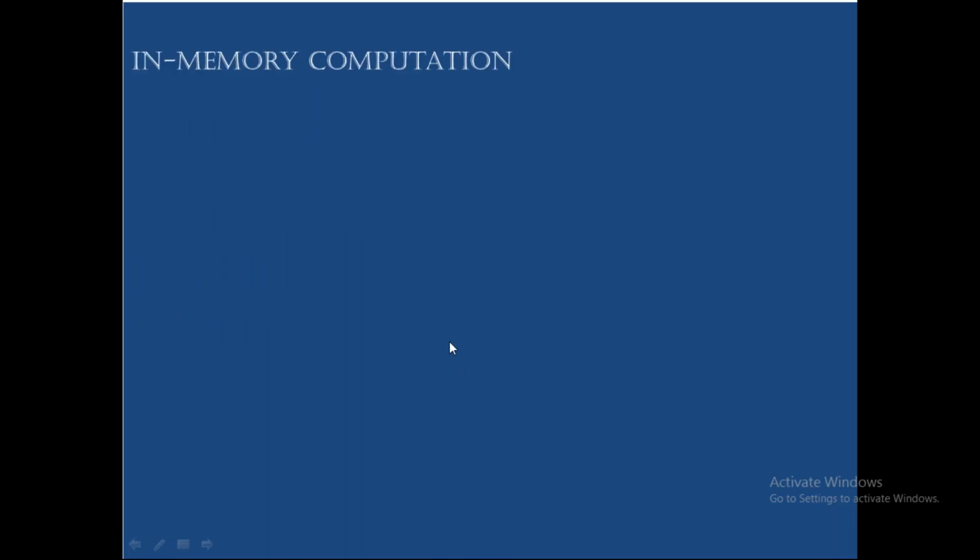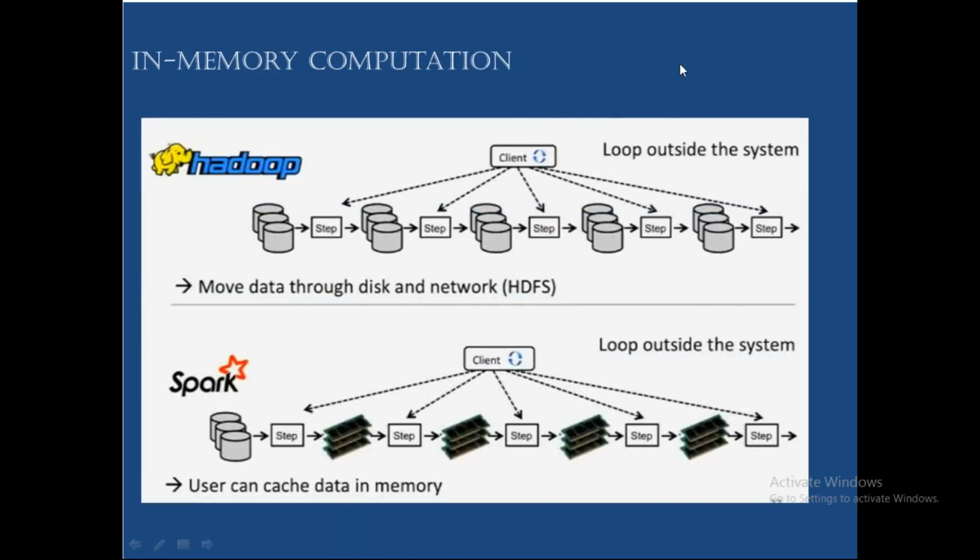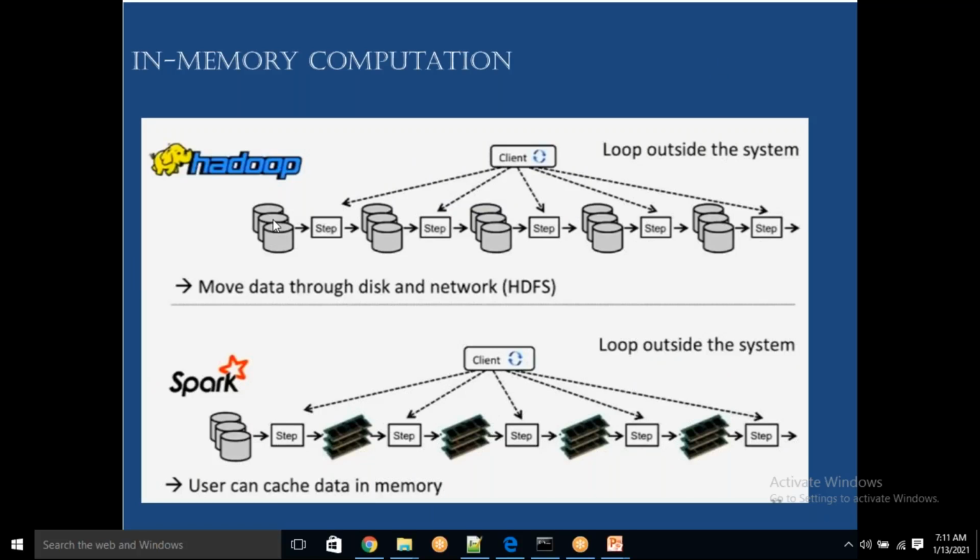So in-memory computation means, you see what happens. In Hadoop, you will read data from the disk, apply some transformation, and store the result again on disk. You apply the next transformation, store the result on disk. Apply the next transformation, store the result on disk. So every time it is going to use a disk. That's why it will take more time. Moving data through disk and the network will be slow.